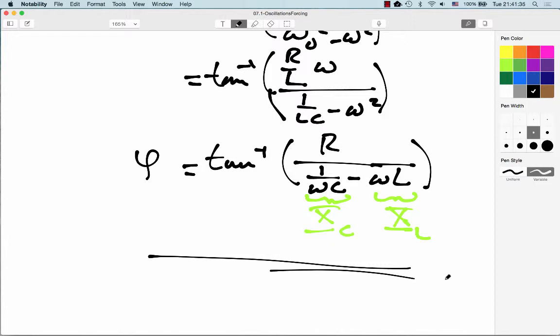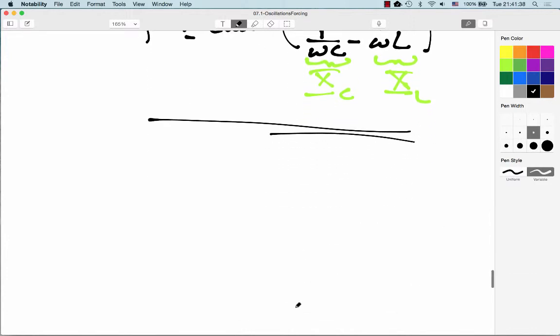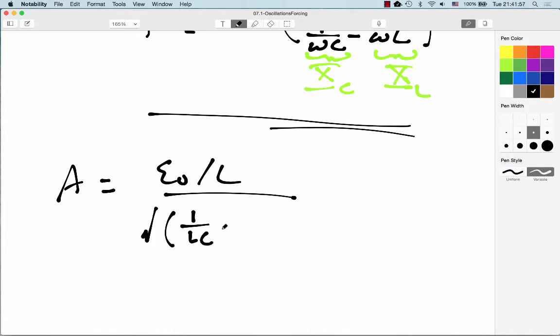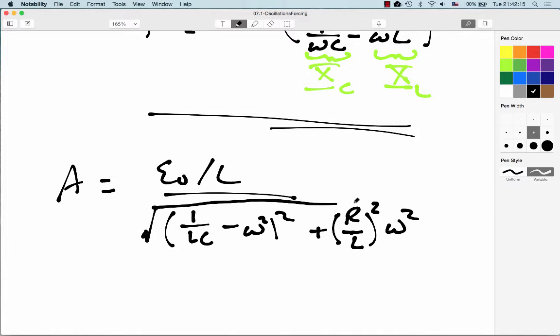How about the amplitude? All right, so the amplitude is going to be, substituting in, we'll get E naught over L, that's our F naught, and then we'll have root omega naught squared, so that'll be 1 over LC minus omega squared, plus our R over L, that's our gamma, so our R over L squared omega squared. Sorry, our 2 gamma squared. All right.